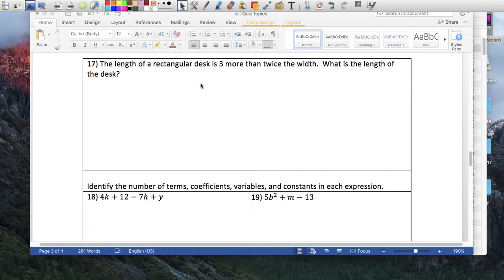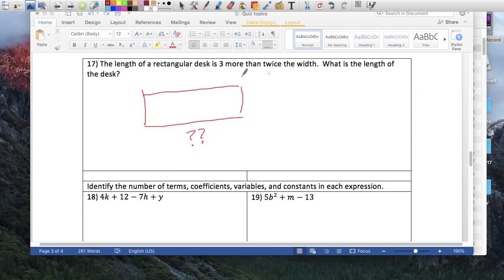Okay, so this is something that we did today for some of you. The length of a rectangular desk is 3 more than twice the width. What is the length of the desk? So, not asking for perimeter. Remember, perimeter was to add this plus this plus this plus this. I simply want to know, what's the length here?